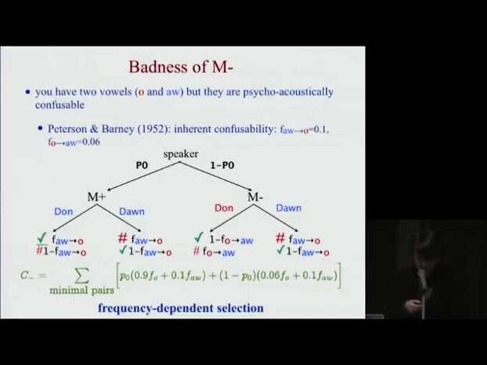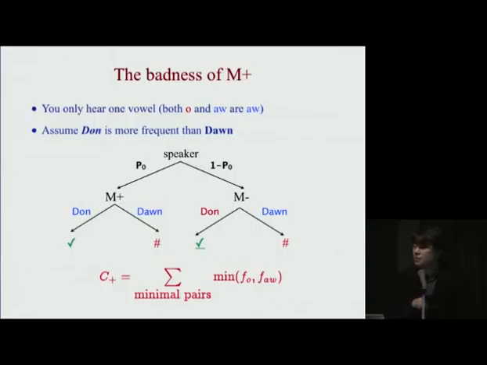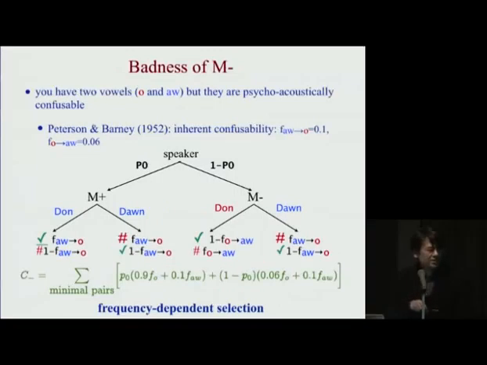So compare this with the previous slide. This is a constant. This is only a function of word frequencies. But the next slide shows that the fitness of the merger or the distinct system is actually going to be a function of the percentage of merger speakers you have in the environment. All the frequencies here are constants because we're talking about the frequencies of words.